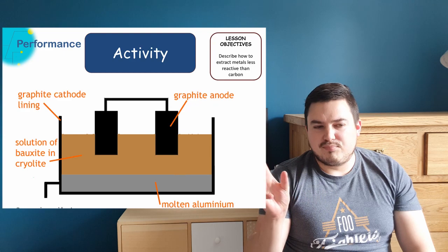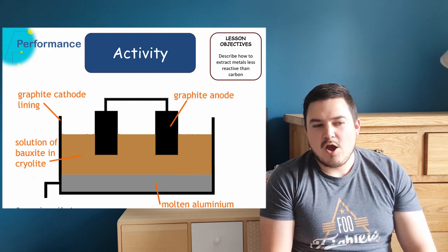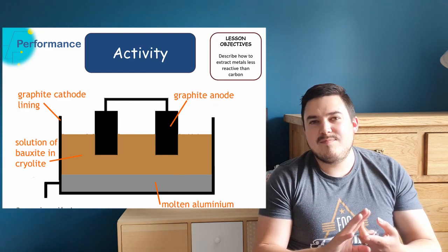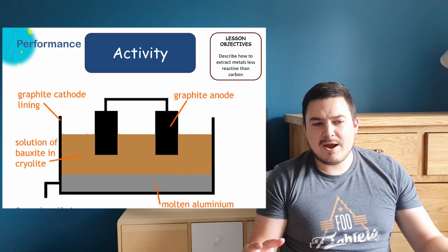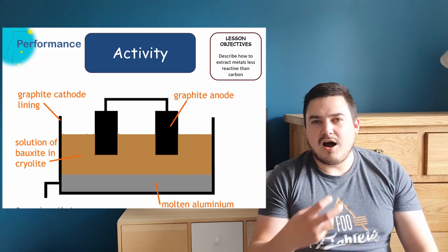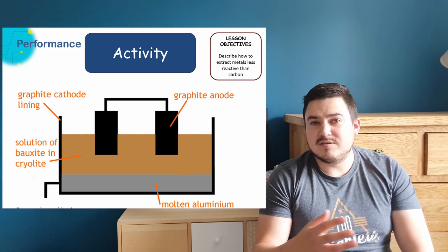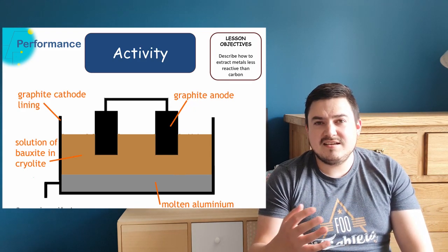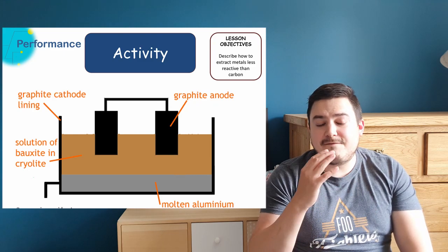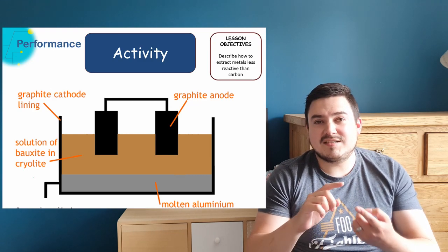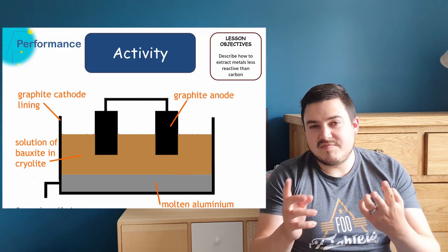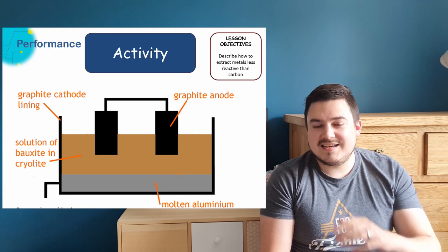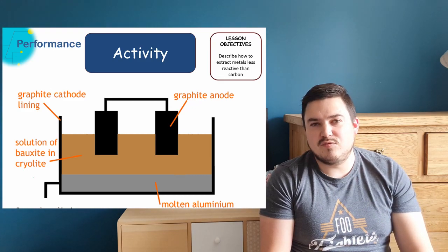So the browny orange substance you can see here would be a solution of bauxite, our aluminium ore, dissolved in molten cryolite. We now have a liquid which has ions, because our ionic substances will be able to move around, so they'd be conducting electricity. And for anything to conduct electricity, it must either be melted so that the ions can move, or dissolved in something so the ions can move. In this case, it's dissolved, so the ions are able to move around.